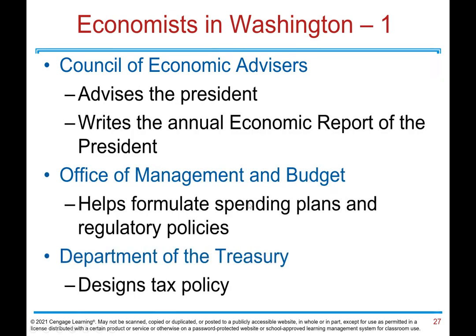Economists in Washington. Where do economists work? They are on the Council of Economic Advisers. These are the people who advise the President of the United States. They write the annual Economic Report of the President. What about economists in the Office of Management and Budget? Here, the economists help formulate spending plans and regulatory policies. What about economists in the Department of the Treasury? That is where they design the tax policy.